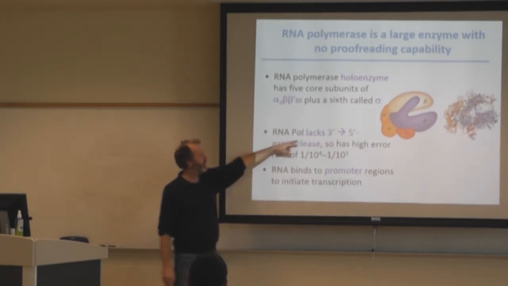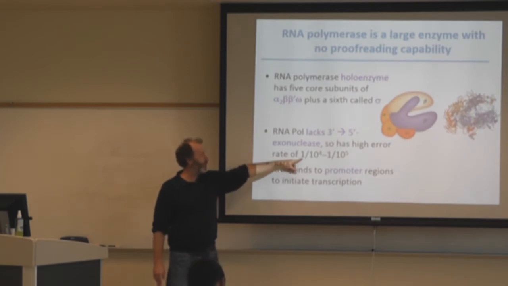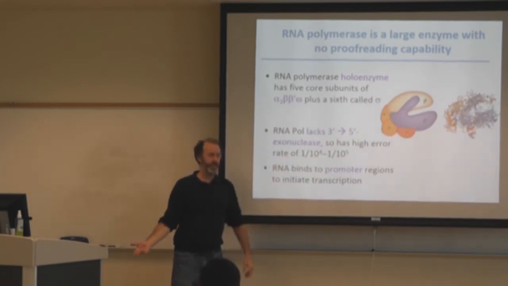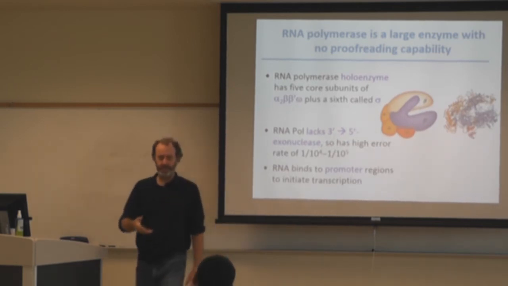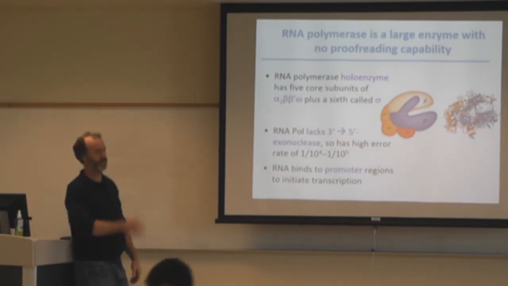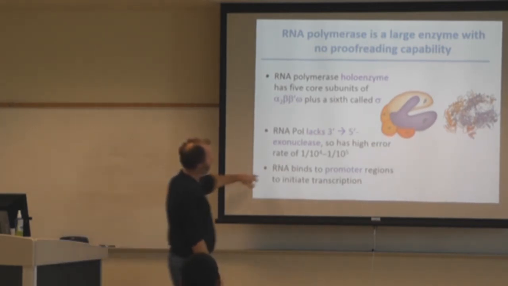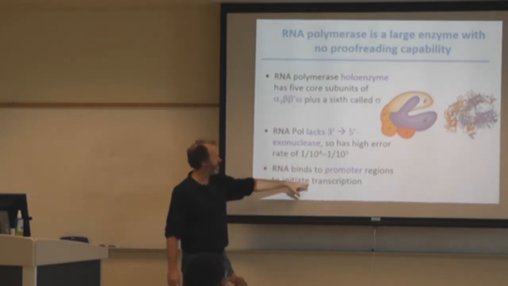So RNA polymerase lacks the 3' to 5' exonuclease, so it has a higher error rate, about 1 out of every 10,000 or 1 out of every 100,000 bases is going to be wrong, right? And then RNA polymerase binds to promoter regions to initiate transcription.